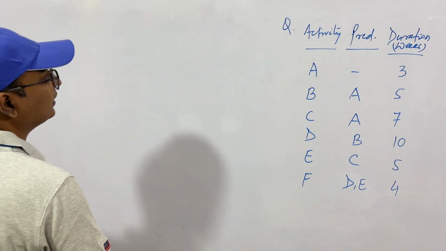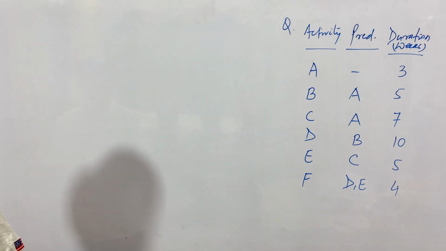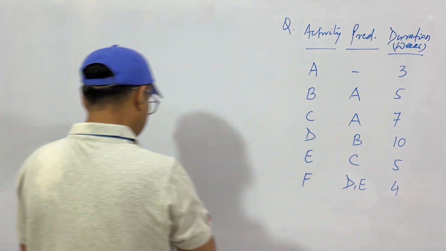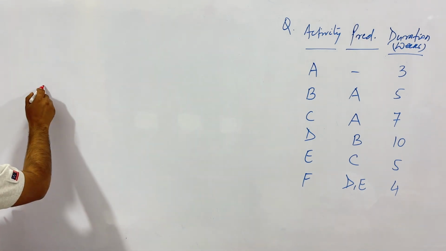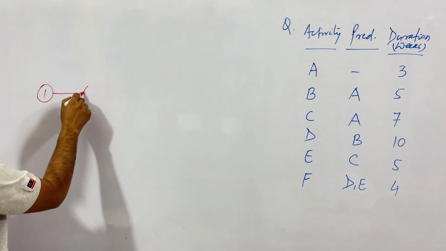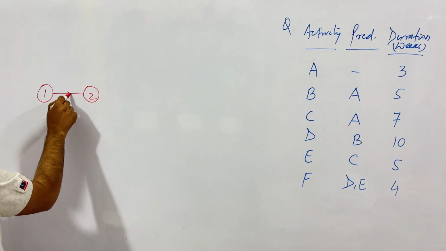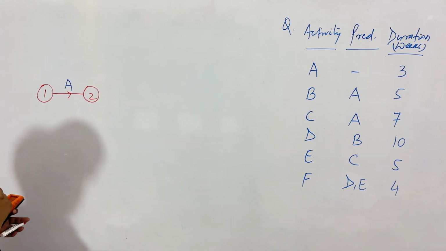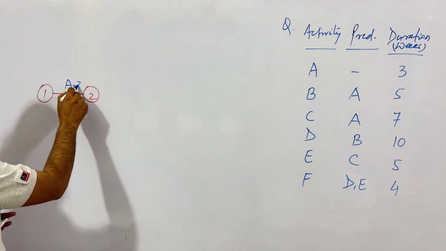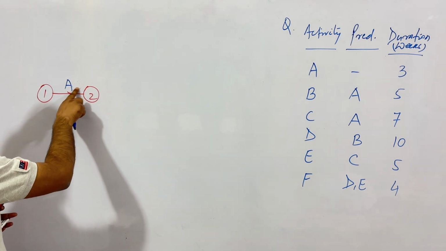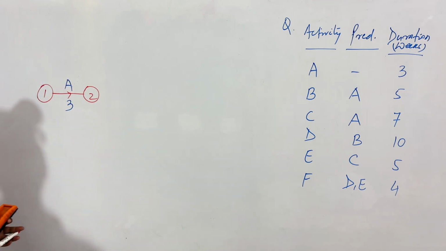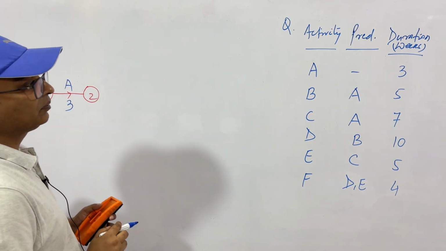Now, activity A, and when A ends, then only B starts. It's clear. When A is completed, then B will start. So that is a straight line. So this will be like this. This is 1, so this will be like this. This is A. Okay, and the duration of A is 3 weeks. So either you can write like this, or the better way is, as used in the book, you can write A and this is 3. So this will denote the activity, this will denote the time taken by each activity.